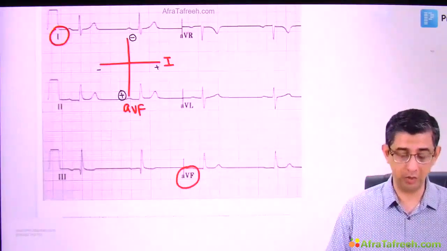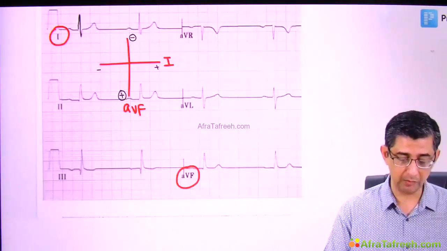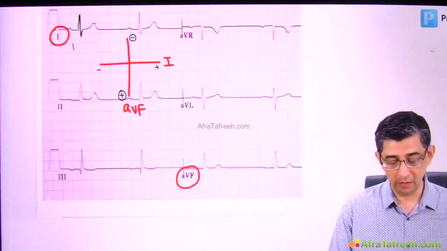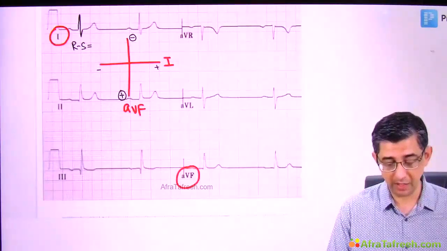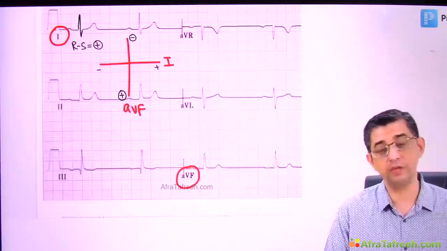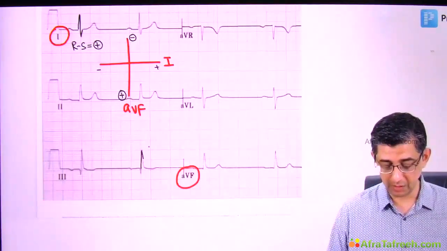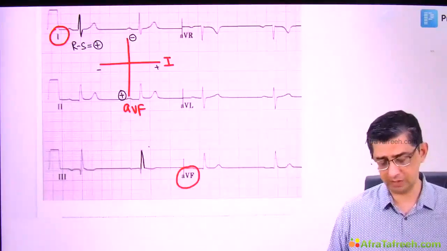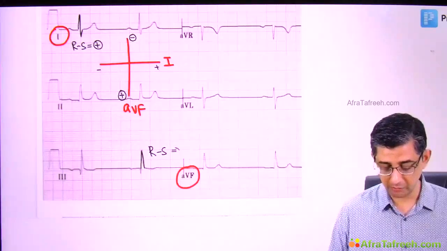And all you need to do now is look at the height of the R and from that subtract the depth of the S. I don't need to count the actual number of squares. You can actually notice here the fact that the height of the R is more than that of the S, so the vector will be positive. If you look at AVF again, you will notice that the height of the R is much more than the depth of the S. In fact, S is almost non-existent. So what I can see is the vector is positive for both of them.